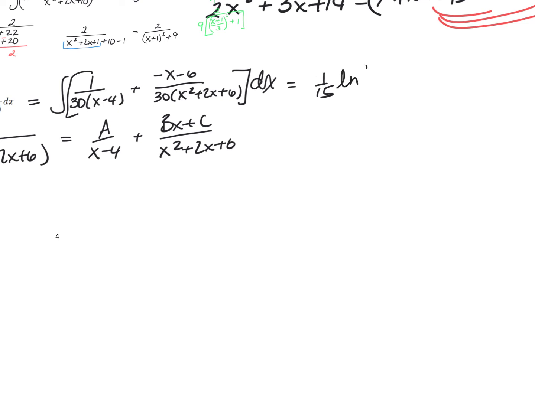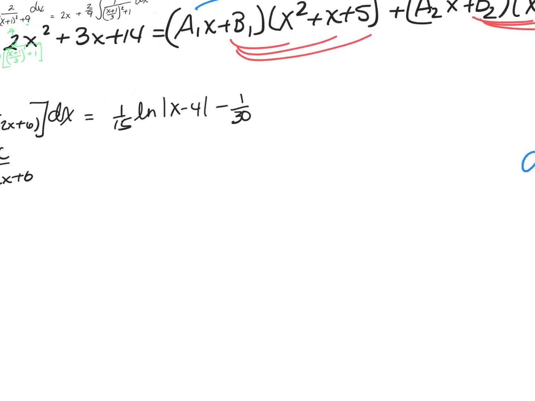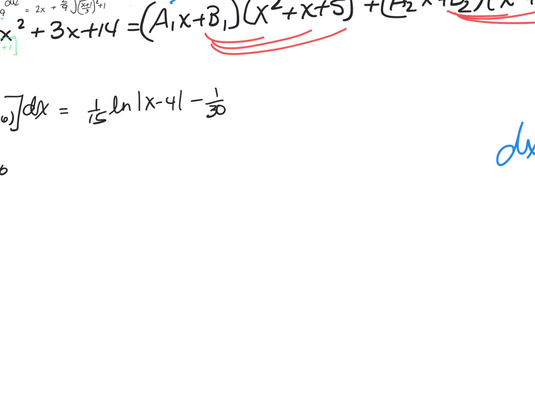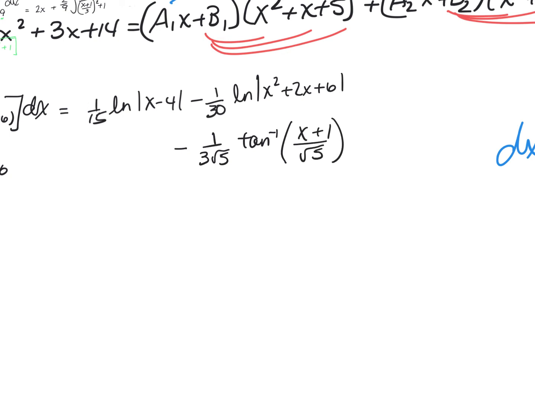1/15 the natural log of the absolute value of x minus 4, minus 1 over 30 the natural log of x squared plus 2x plus 6, minus 1 over 3 square root of 5 times the inverse tangent of (x plus 1) over the square root of 5, and then plus C. And that is your final answer.